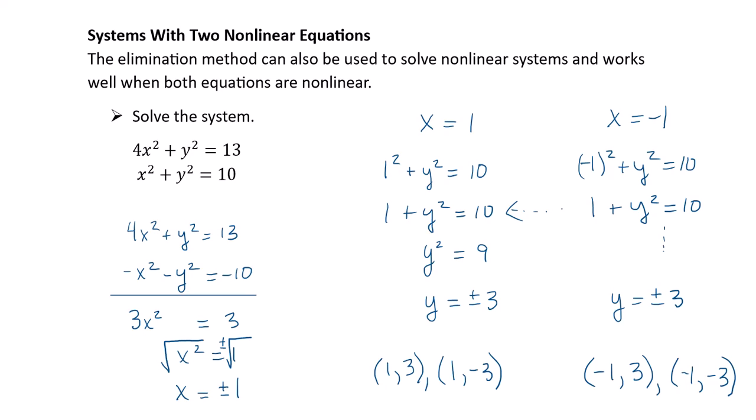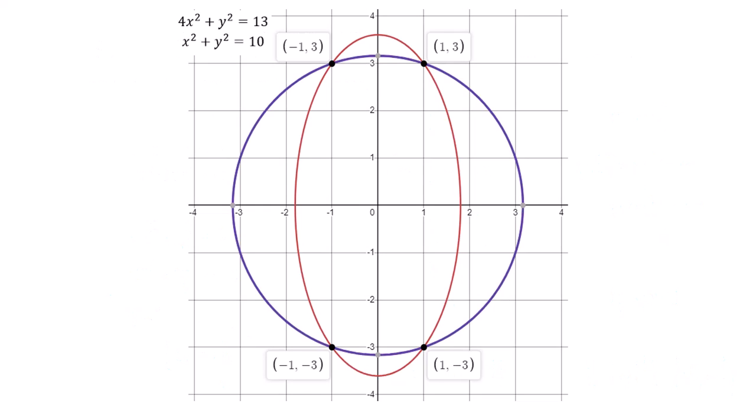Let's take a look at the graphical view of this system. With this system, we can see we have the top equation is the equation of an ellipse, and the bottom is the equation of a circle. And they happen to intersect, in this case, in 4 spots, the 4 solutions that we found.